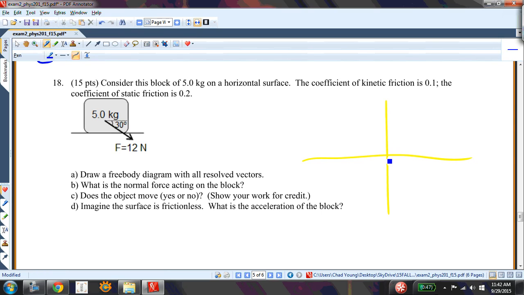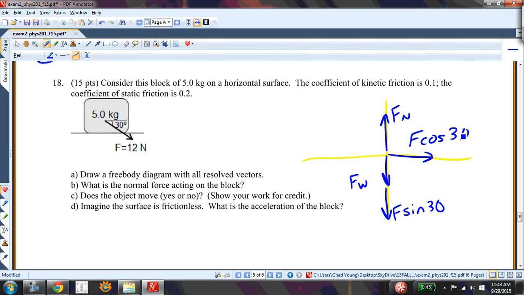Well, I have the weight, Fw. I have the normal force, Fn. I have the y component of F, that's going to be F sine of 30. And then I have the x component, F cosine of 30. So that's all the vectors.